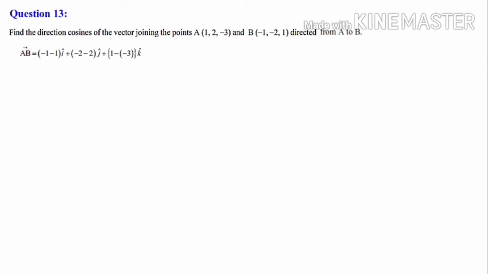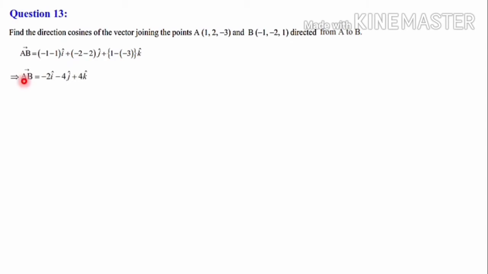We have already learned the formula: x2 minus x1 into i cap plus y2 minus y1 into j cap plus z2 minus z1 into k cap. So x2 is minus 1, x1 is 1, so minus 1 minus 1 into i cap. Here y2 is minus 2 and y1 is 2, so minus 2 minus 2 into j cap. Then 1 minus minus 3 into k cap.